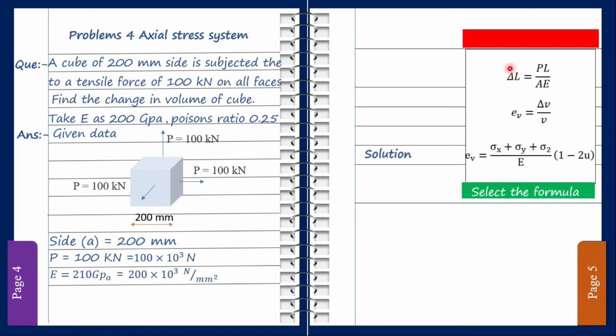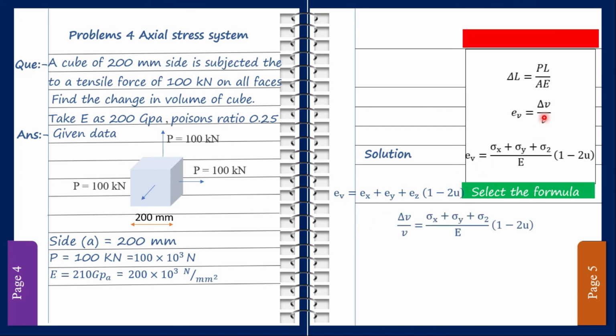So these are the formulae which are available with me: delta L, EV and EV. Now this is the formula of EV related to triaxial stress system, as this member is subjected to three mutually perpendicular forces acting on these three planes. I am selecting this formula. EV is equal to EX plus EY plus EZ into 1 minus 2 mu. I can rewrite this formula like this.